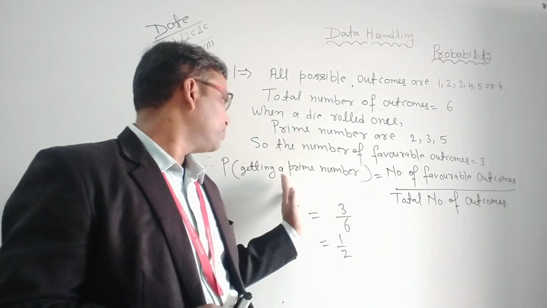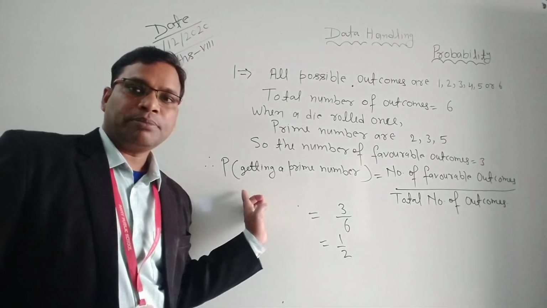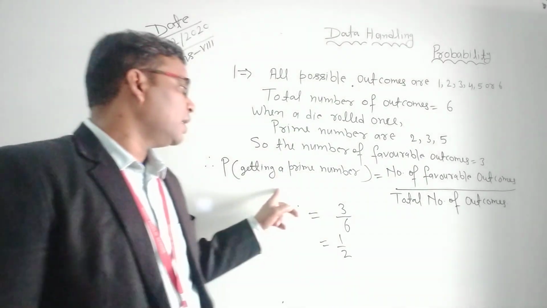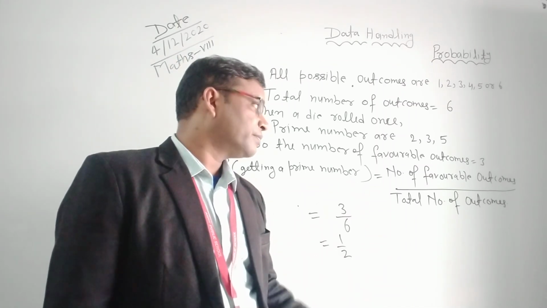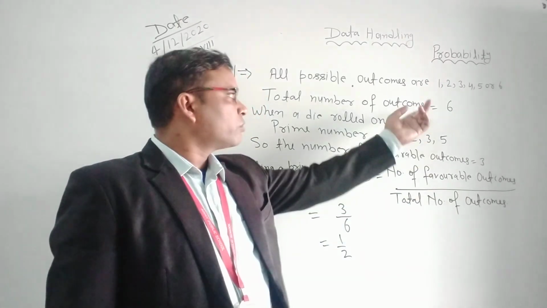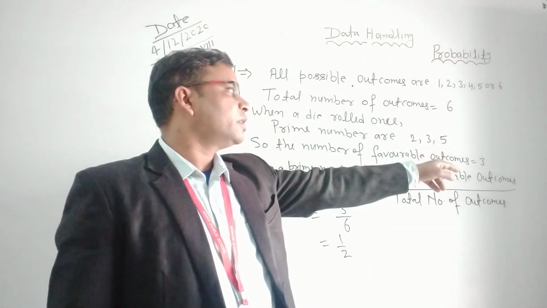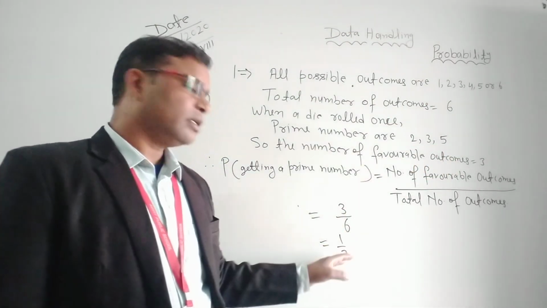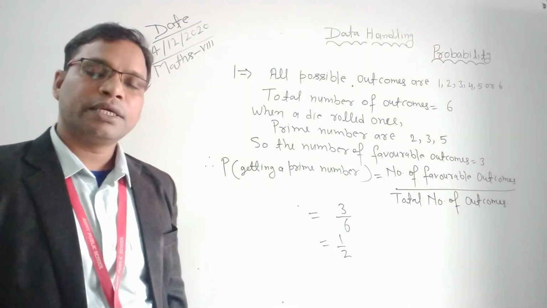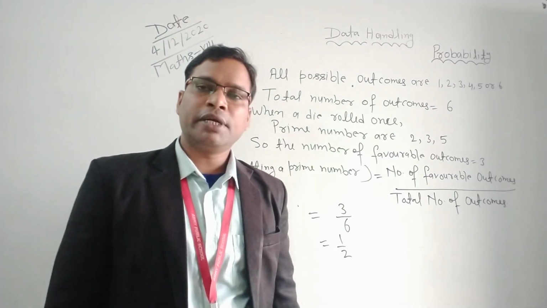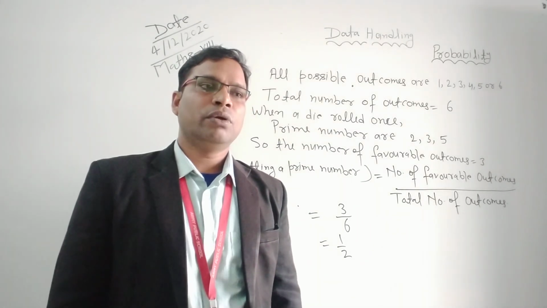So we need to find the probability of getting a prime number. This is equal to the number of favorable outcomes by total outcomes. So total outcomes here are 6 and favorable outcomes here are 3. So it becomes 3 by 6, or you can say 1 by 2. So in this way, the probability of getting a prime number is 1 by 2.